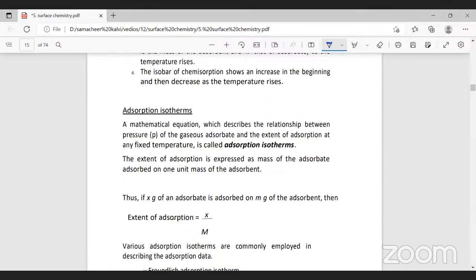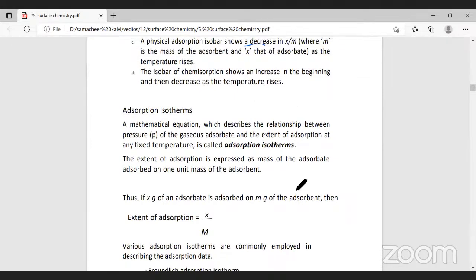Adsorption isotherms. We have two types of adsorption isotherms. One is the Freundlich adsorption isotherm. The other one is the Langmuir adsorption isotherm. We will learn isotherms in the next class. Now, let me define what an isotherm is. The mathematical equation which describes the relation between pressure of the gaseous adsorbate and extent of adsorption at any fixed temperature is called the adsorption isotherm.